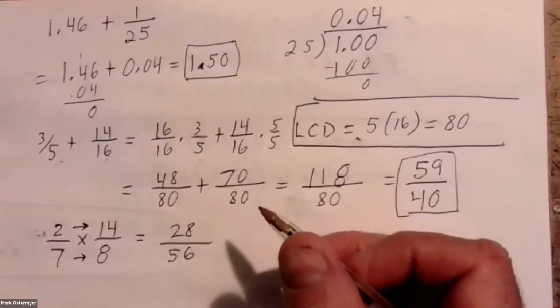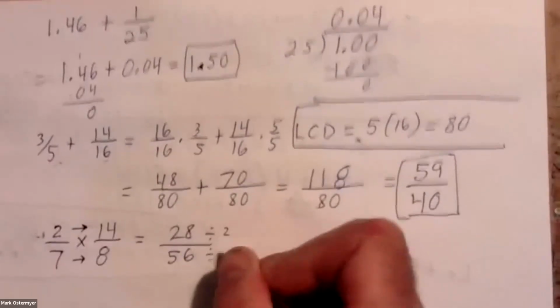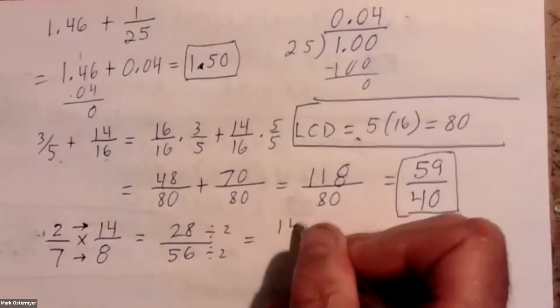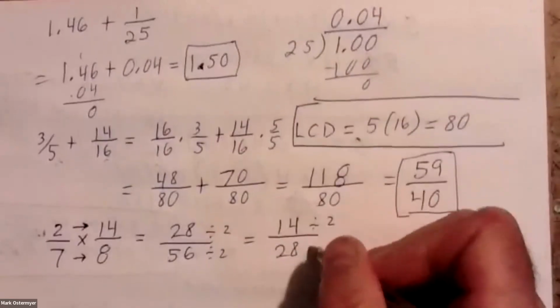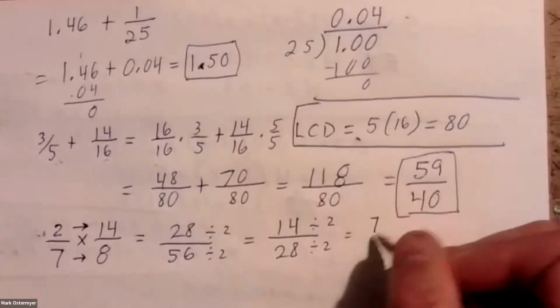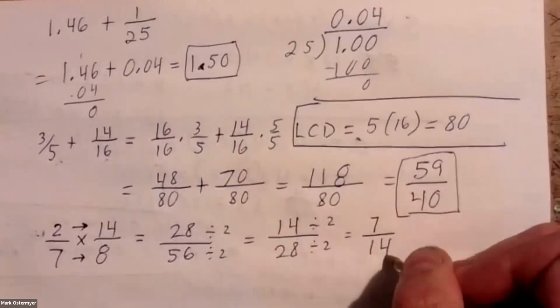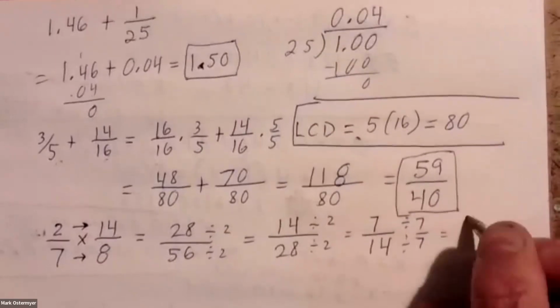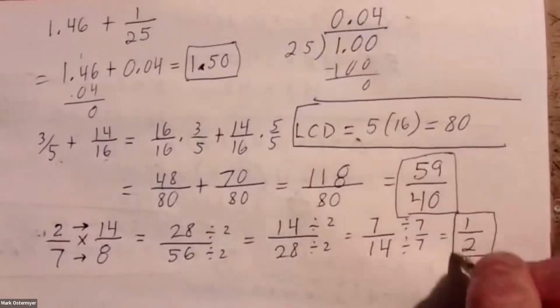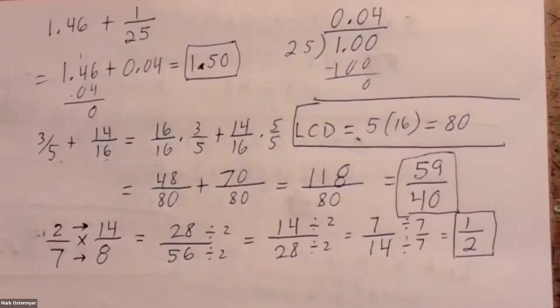Now we got to reduce this. And this does reduce down by 2, if nothing else, down to 14 over 28. Further reduce this down by 2, down to what, 7 over 14. And now this can reduce down by 7, down to what, 1/2? What's your answer? 1/2. Okay.